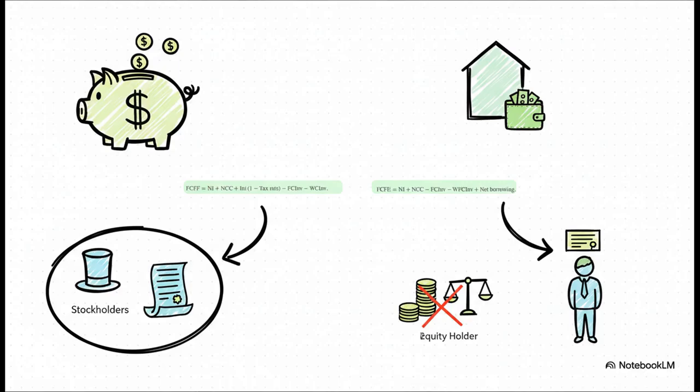And this slide highlights a really key distinction. You can measure this cash flow from two different angles. On the left, free cash flow to the firm is the total cash generated for everyone with a stake in the company.